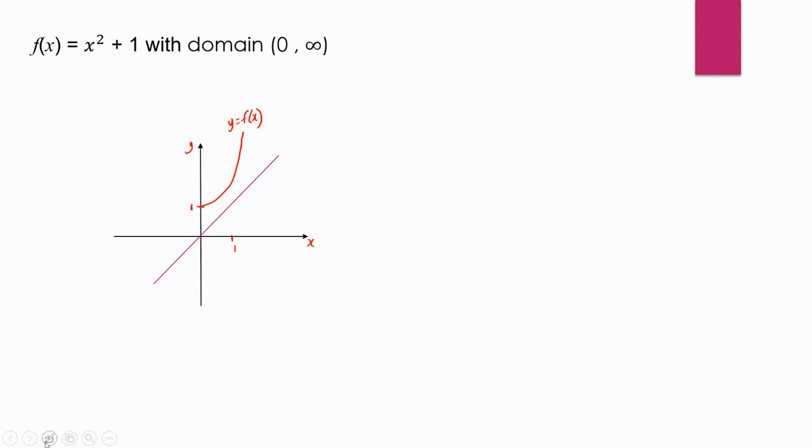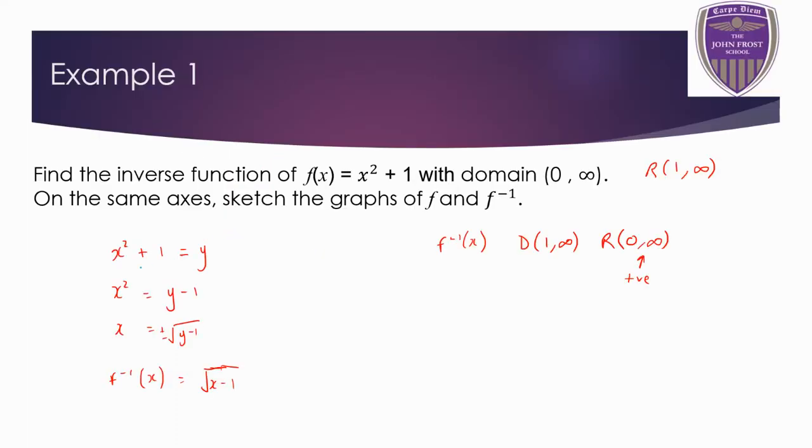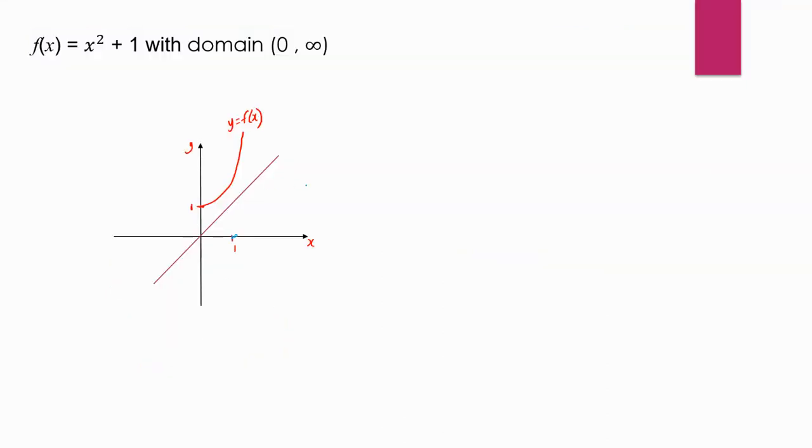Now my inverse function can be drawn. We know that the domain is from 1 to infinity, and we know that when x is 1, the root of x minus 1 is going to be 0. So referring back to the function, root of x minus 1, drawing the inverse function looks like this.